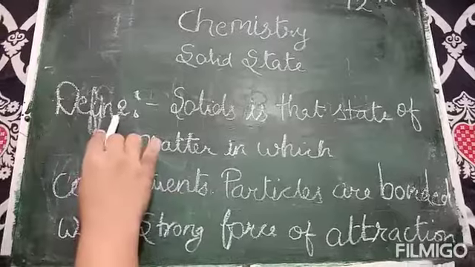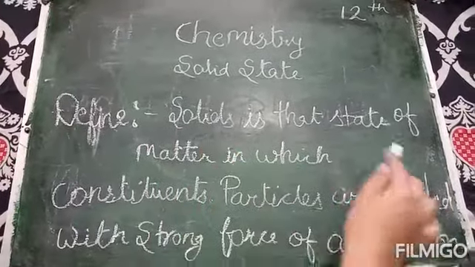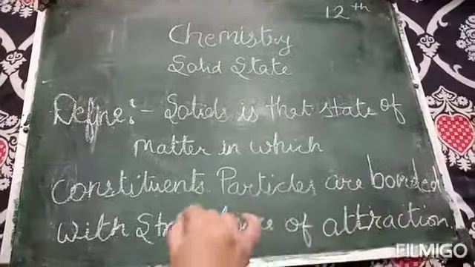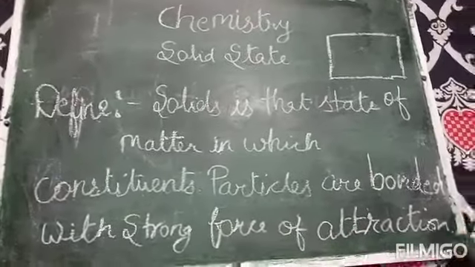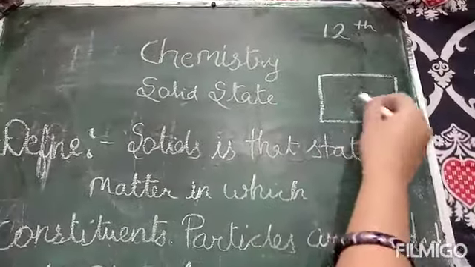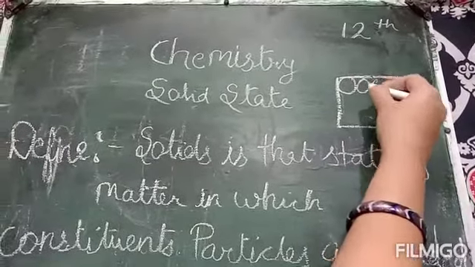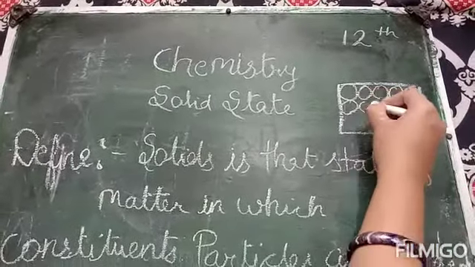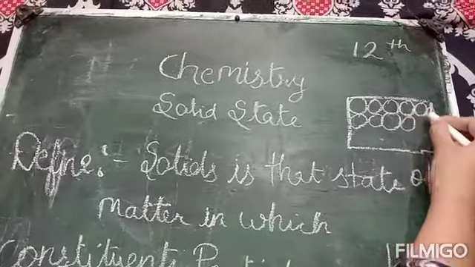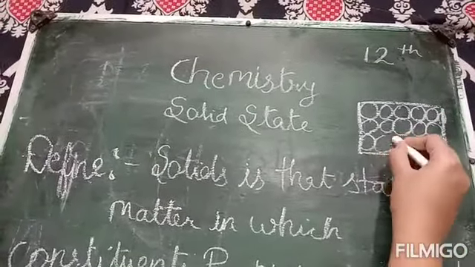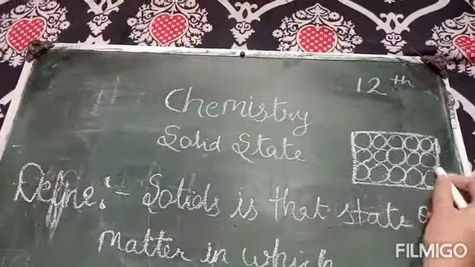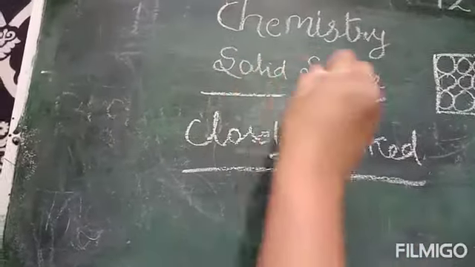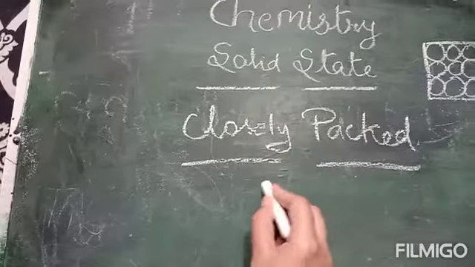So write the definition of solids: solid is that state of matter in which constituent particles are bonded with a strong force of attraction. As you know that this board is solid, so the constituent particles are strongly bonded like this. No space is there in solids. So what mainly the solid is called in short term, that is closely packed. What is solid state? Closely packed, in short form CP.